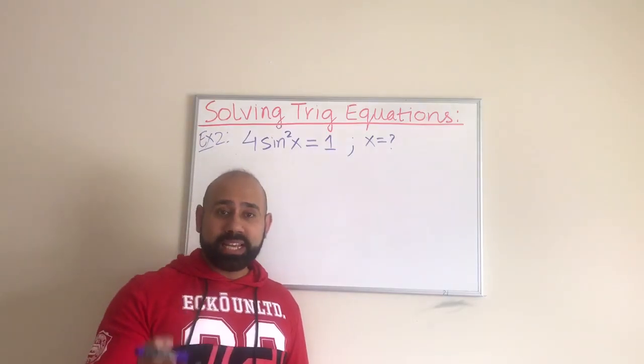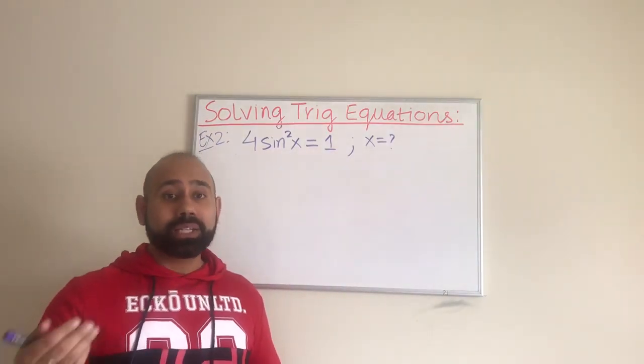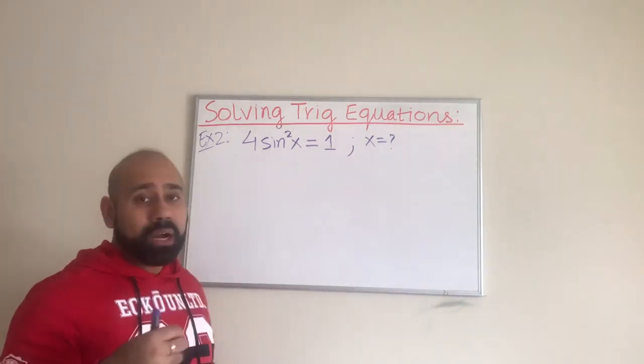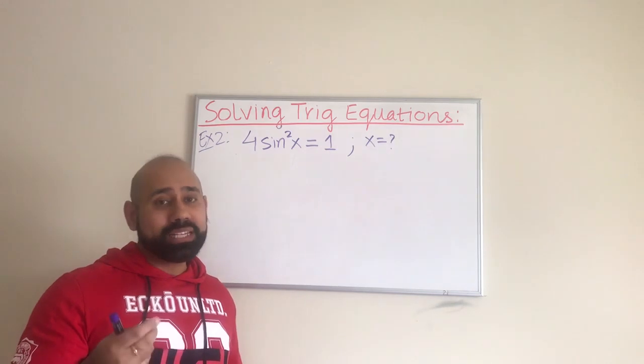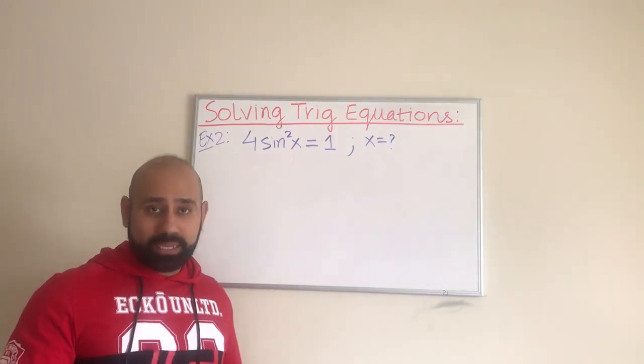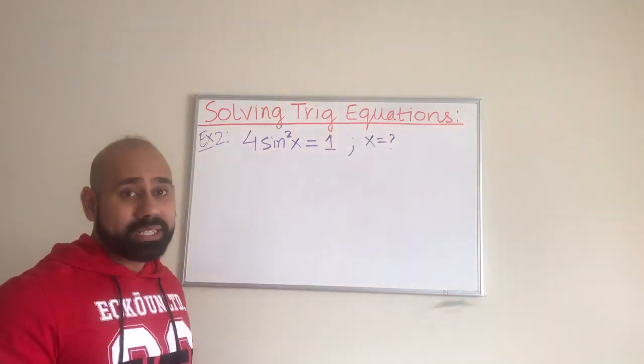Guys, let us look at second example on solving trig equations. This time we have more of a quadratic type of equation, where I have 4 times sine square x is 1. Our goal is still to solve for x, and we know x, in context to this particular trig equation, is the angle, right?